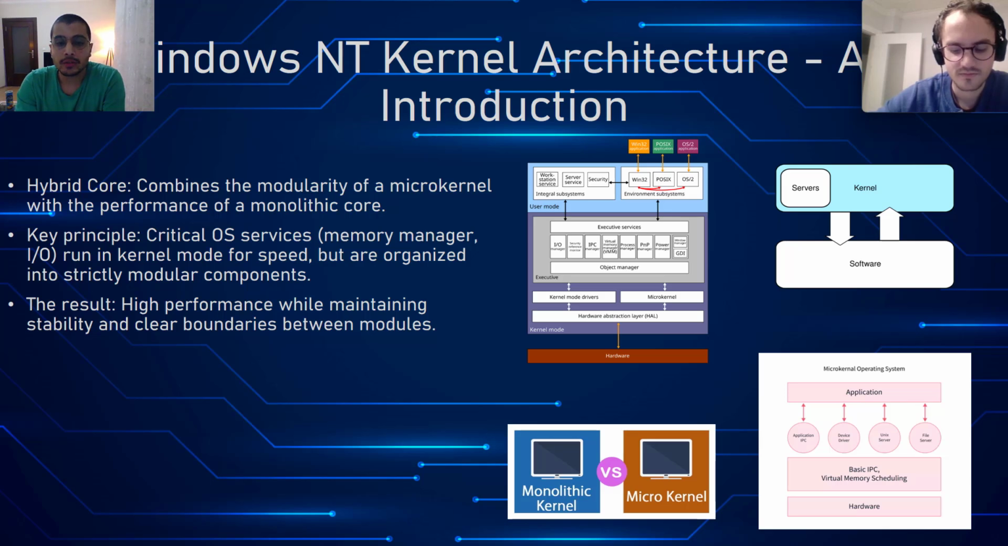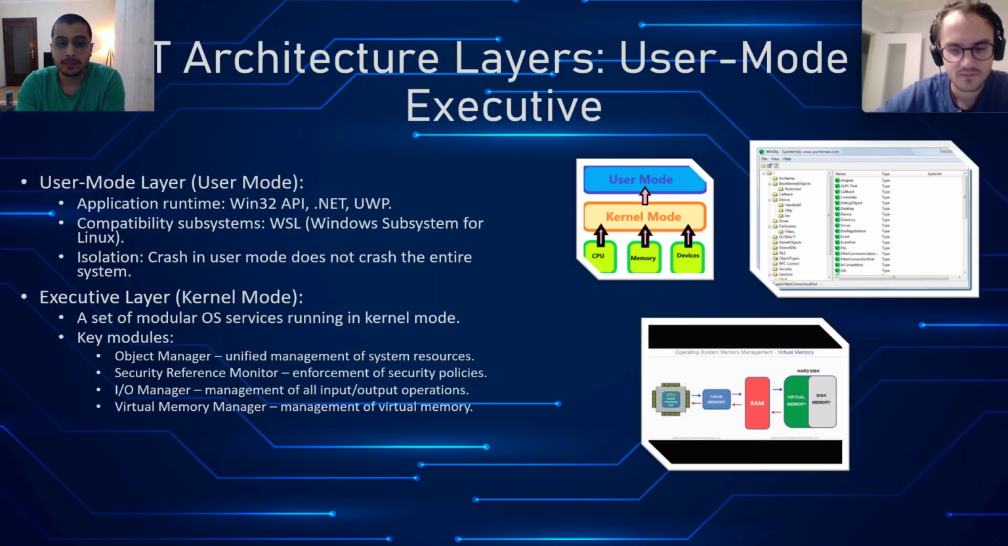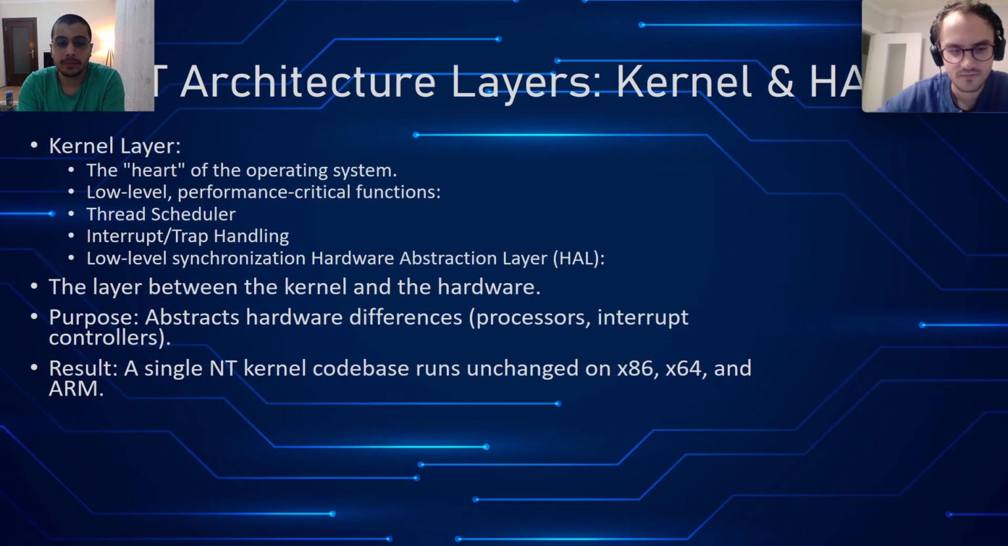The hybrid NT model has remained consistent for decades. Fast kernel mode operations with modular internal structure. User mode runs applications and compatibility layers like WSL, ensuring crashes stay isolated. The executive layer handles resource management, I/O, security, and memory at the kernel level. The kernel manages scheduling, interrupts, and synchronization. The HAL abstracts hardware differences so Windows can run on x86, x64, and ARM architectures.